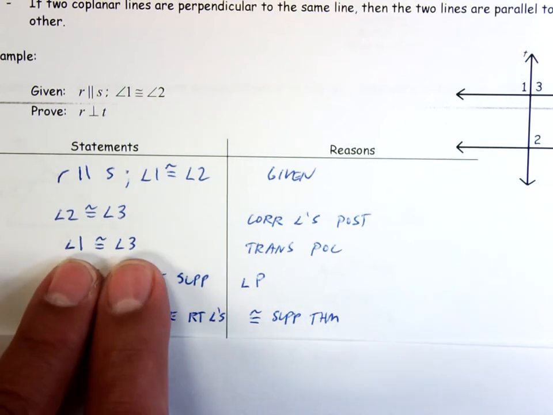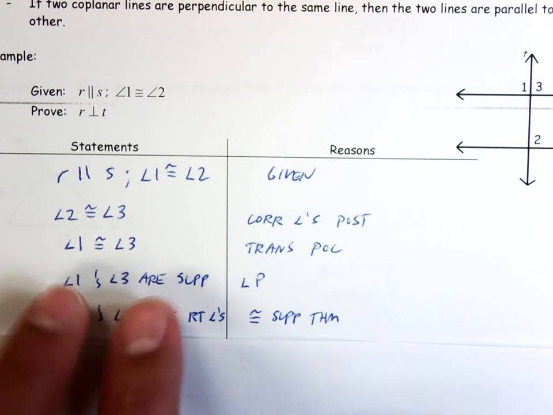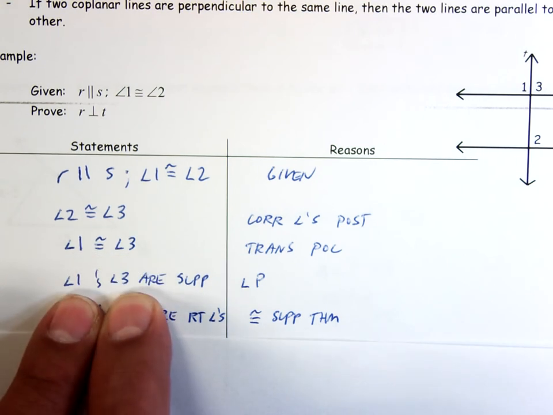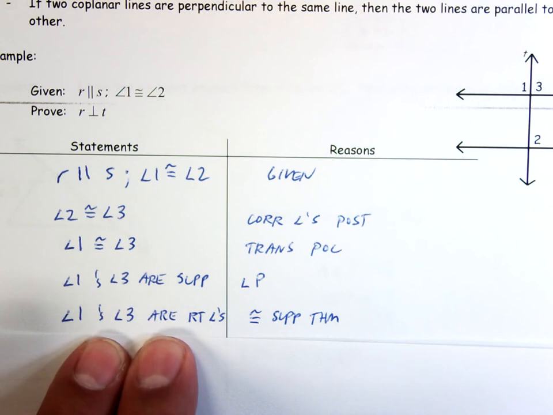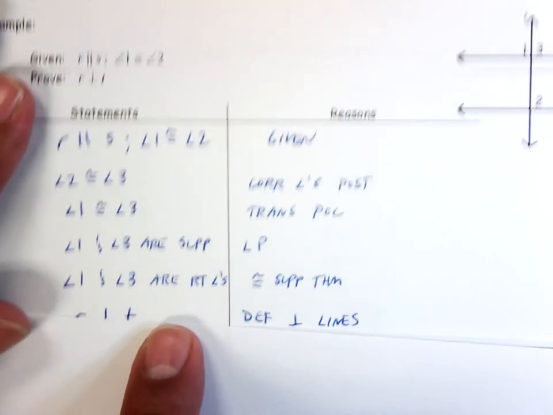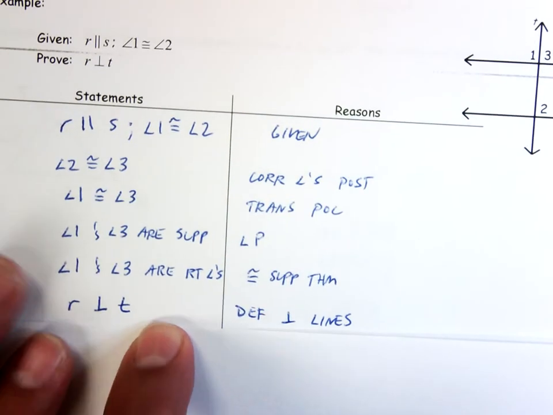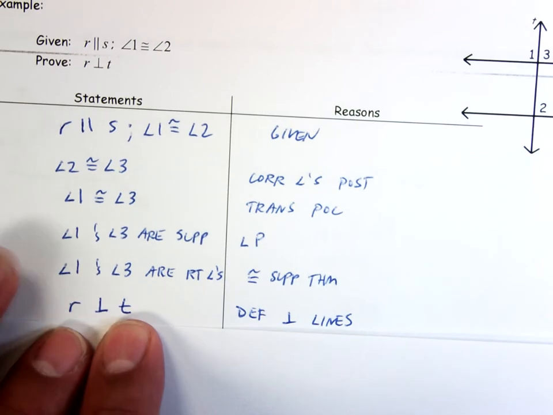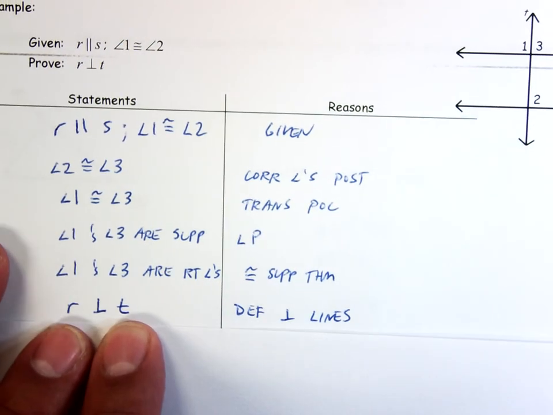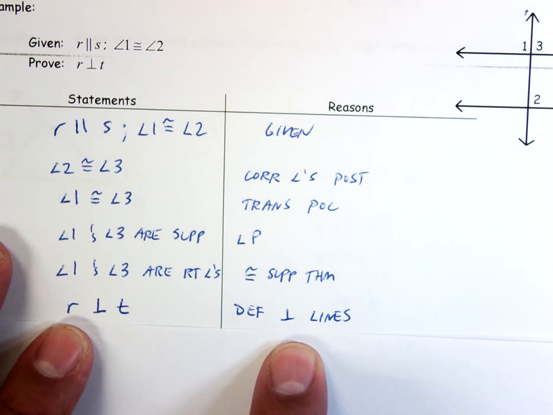If 1 is congruent to 3 and 1 and 3 both add up to 180, then they each have to be 90 degrees. And so if angle 1 and angle 3 are 90 degrees, then R must be perpendicular to T, because that's what the definition of perpendicular lines means.